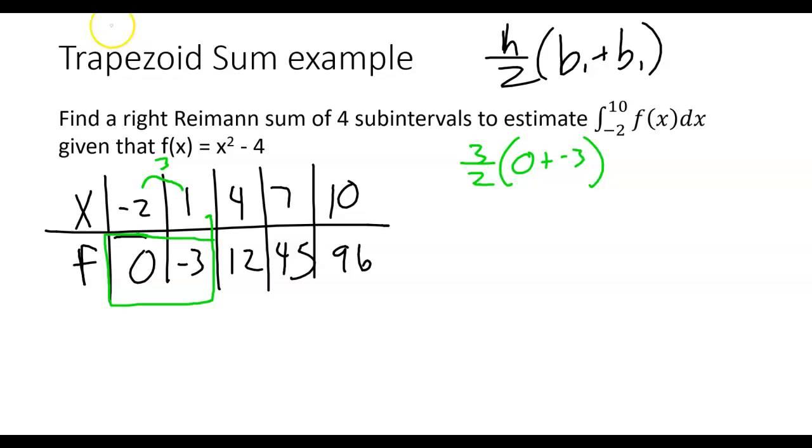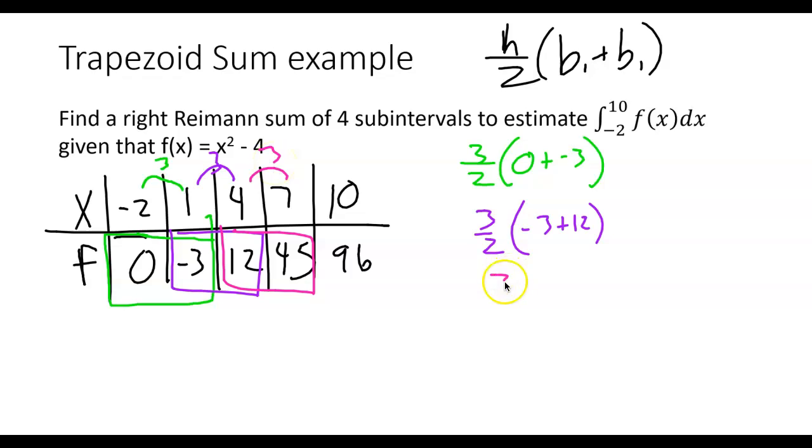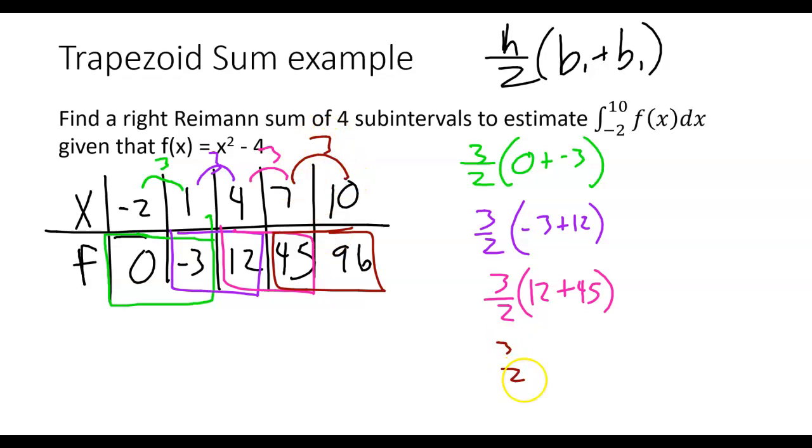Then your next trapezoid will be the same process. So now my next pair of bases will be this with a height of 3. So that would be 3 over 2 once again, and negative 3 plus 12. And we just kind of keep doing that repeatedly until we get to the end. So for the next pair, it'll be height over 2 times the sum of the bases. And then finally, height over 2 times the sum of the bases.